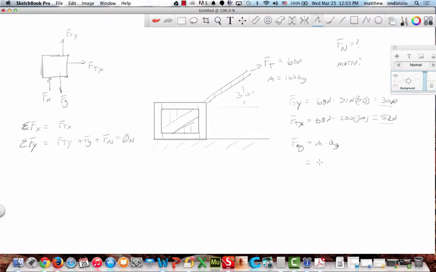What's my mass, guys? 100 kilograms. What is my acceleration due to gravity? So my force of gravity, or my weight, is equal to what? Negative 1,000 what? Newtons. Nice.